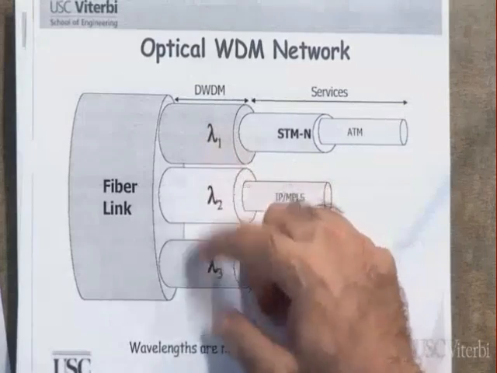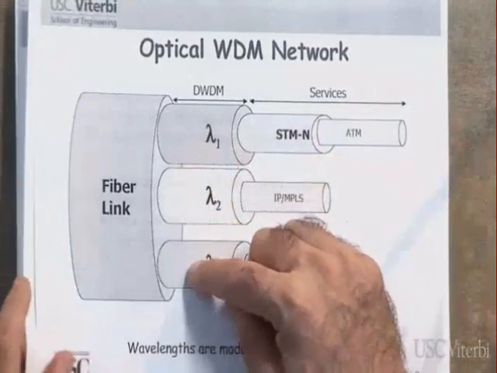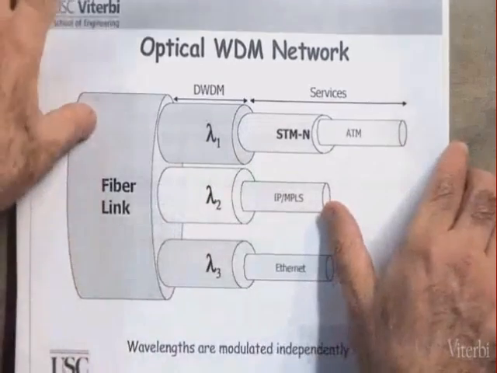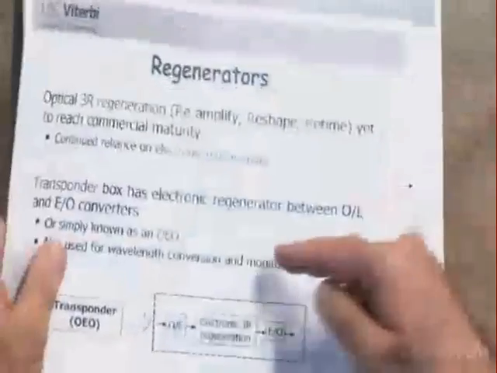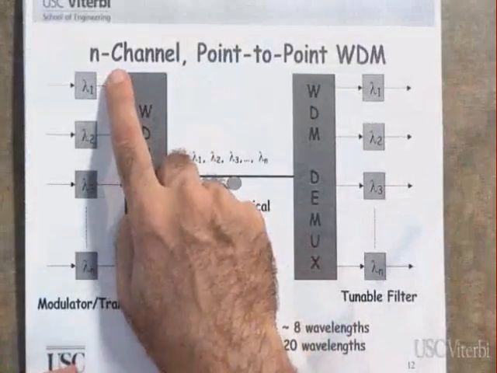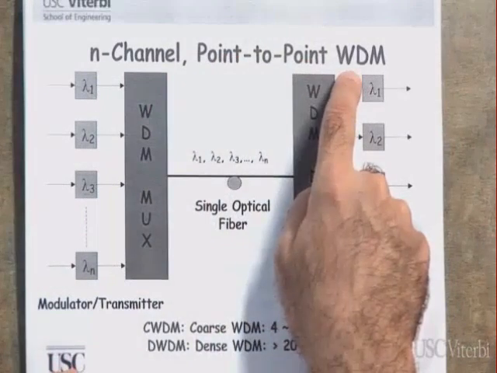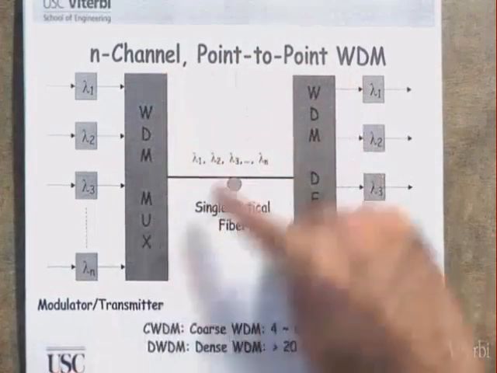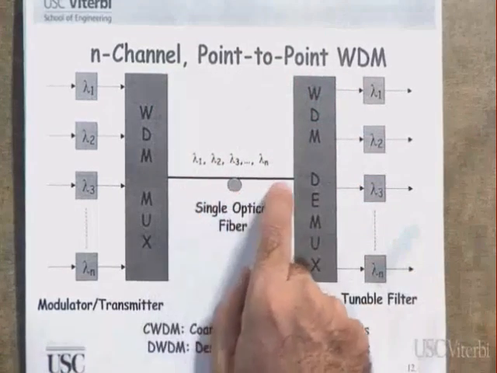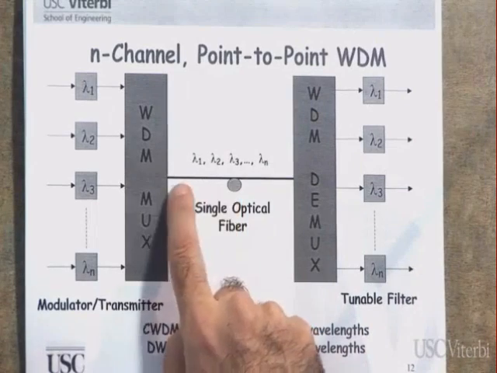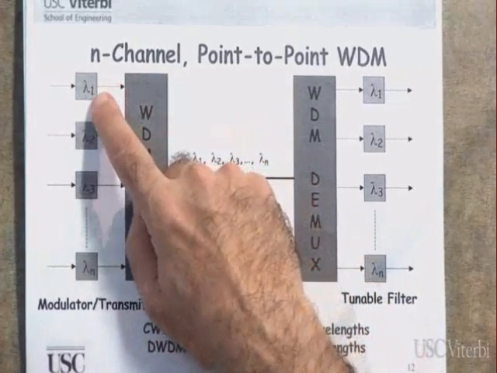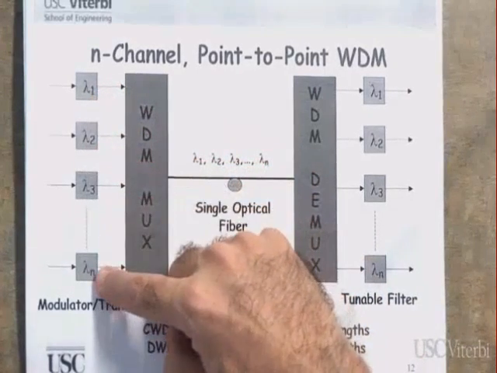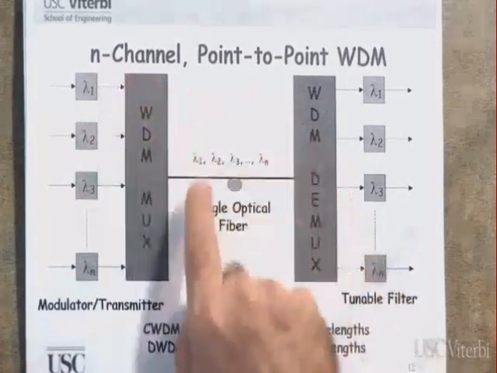Physically, you are going to mix or multiplex all of these wavelengths on a single fiber. So you have something like this. Let me show it to you so that you understand what I'm talking about. We call it an N-channel point-to-point wavelength division multiplexing. Point-to-point means this is one point, and this is another point. We have a single optical fiber. You can see the circle here. These are transmitters: lambda 1, lambda 2, lambda 3, all the way to lambda n. You are going to multiplex all of them over a single fiber.